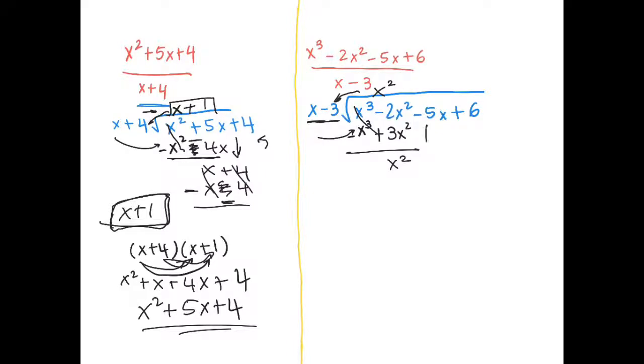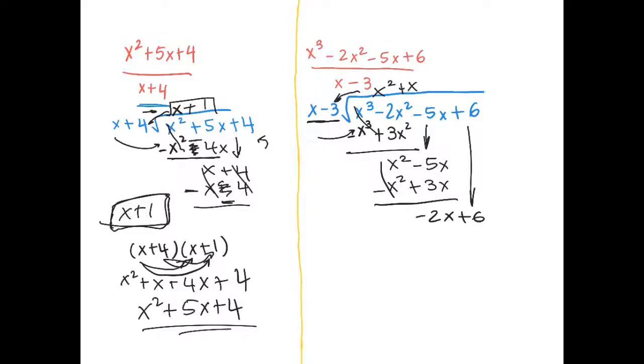Now we bring down our next number, which is negative 5x. From x minus 3, how do we get x squared? We have to multiply by x. So x squared plus x. So x times x is x squared. x times negative 3 is minus 3x. Now let's change the signs. So the x squared minus 3x will become negative x squared plus 3x. Now if we equate this, the x squareds will cancel out, and we have negative x and negative 2x, and then we bring down our final number, which is plus 6.